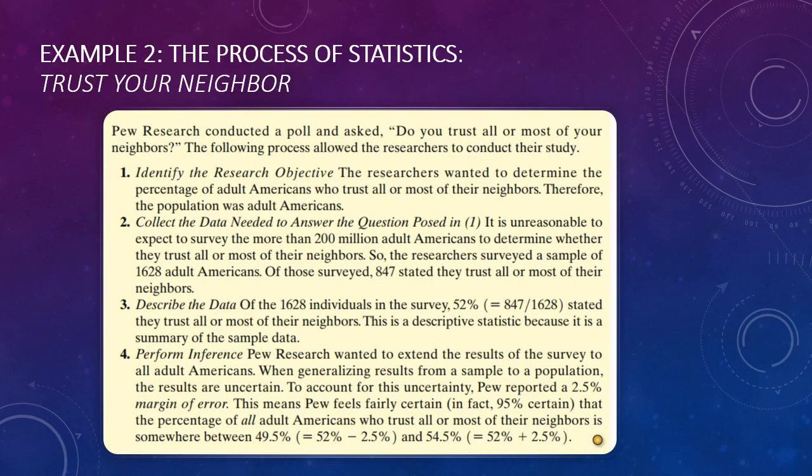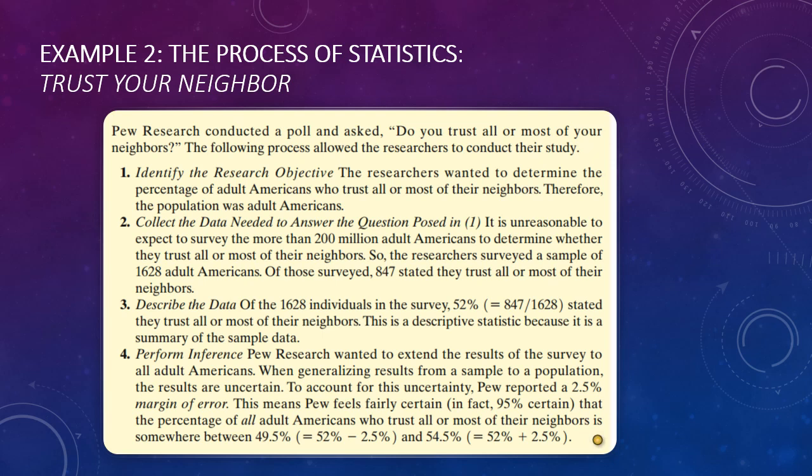So here's a really good example of the process of statistics, which is a study called Trust Your Neighbor. The Pew Research conducted a poll and asked, do you trust all or most of your neighbors? The following process allowed the researchers to conduct their study. The first thing they did was identify the research objective. The researchers wanted to determine the percentage of adult Americans who trust all or most of their neighbors. Therefore, the population was adult Americans.